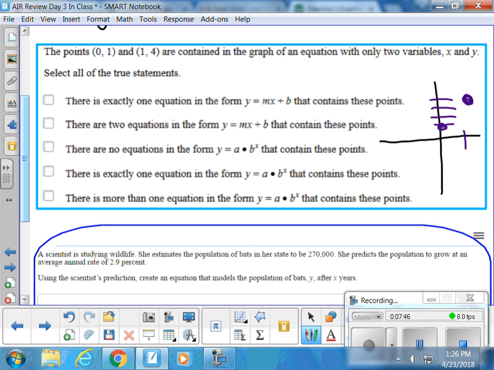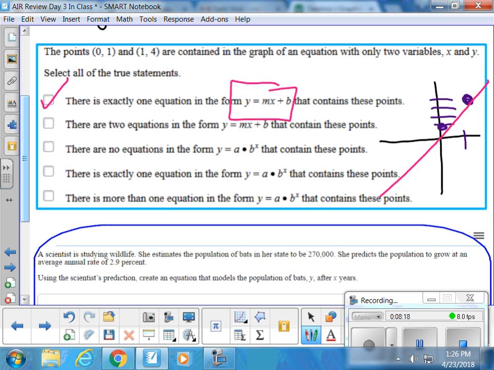This is only 1. I saw Sydney whisper 1, and then she gave a look of maybe it's 2. It's only 1. You can only run 1 straight line through there, and it would have a positive slope. Think about your slope arms. So as far as this is concerned, there is exactly 1 equation in the form y equals mx plus b, because that's a straight line that would contain these points. So I would check mark that. We want to check mark all true statements. There's going to be some more. This says that there's 2 equations in the form y equals mx plus b. That is not true. I cannot think of another straight line I can run through those points.